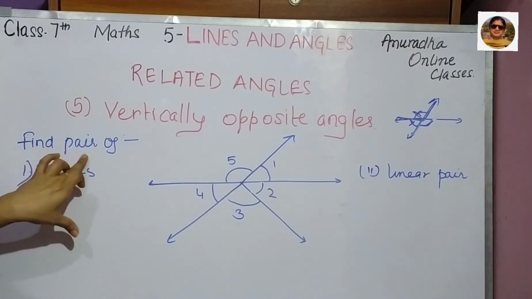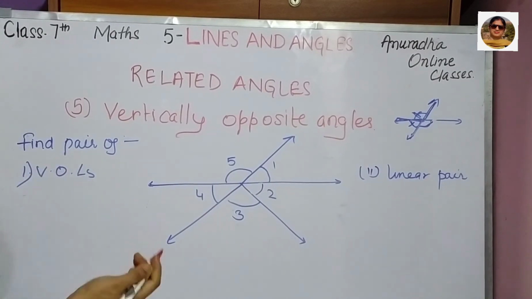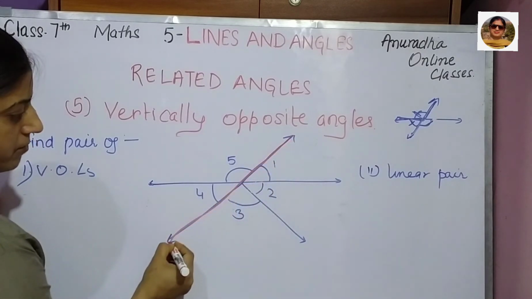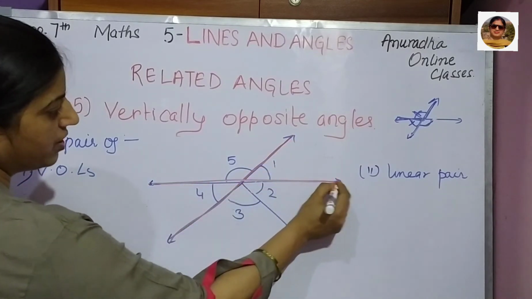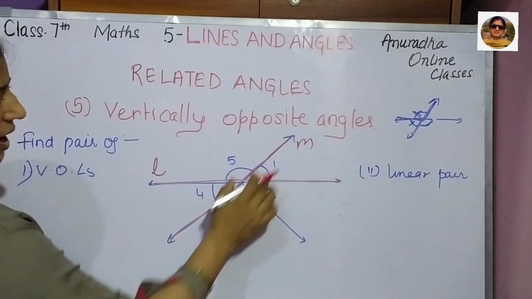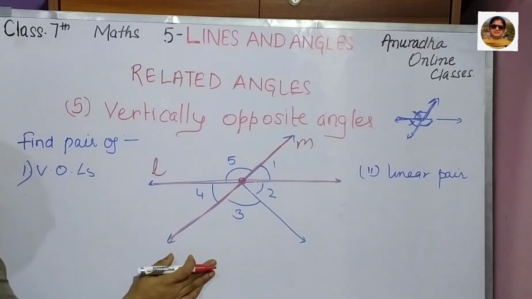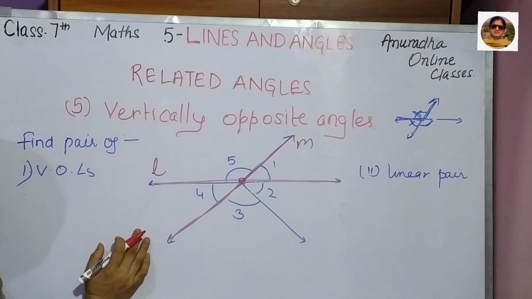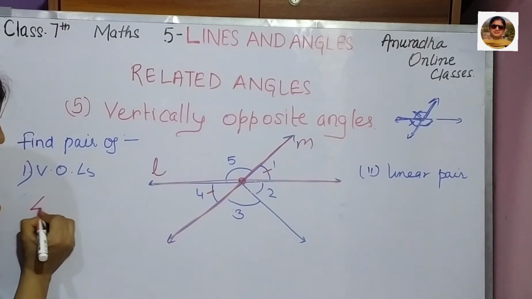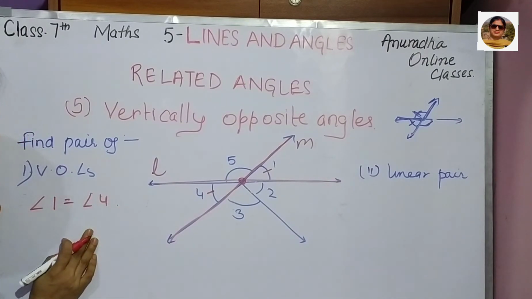What they have asked, find the pairs of vertically opposite angle. Now just find out pair of vertically opposite angle. देखते हैं vertically opposite angle. This line and this line. These are intersecting lines. Okay, let us name it L, or this is M. L and M are intersecting lines at this point, right? Now, which two angles are vertically opposite angle? See, this one angle and this one angle means angle 1 is equal to angle 4, right? This is vertically opposite angle.